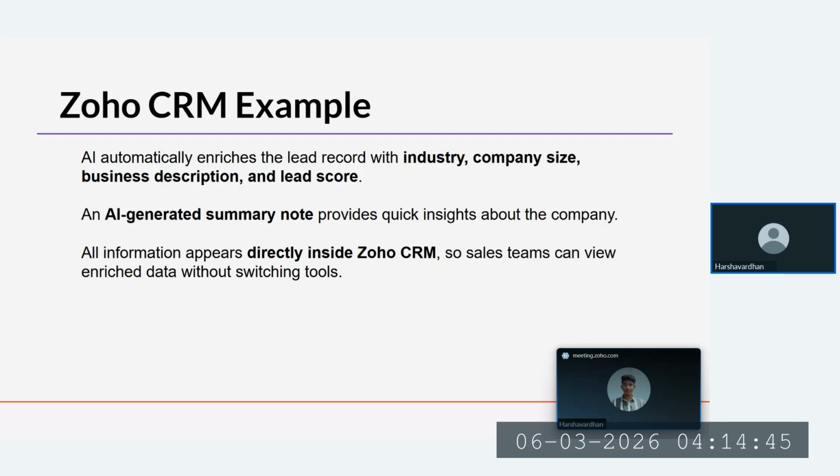and if the data is available on the internet and we have it in our context, those fields will be added directly into the CRM. An AI generated summary note will also be provided. So instead of checking all the questions, a summary can be added to the note, which can help the sales team understand all about the company using the summary.